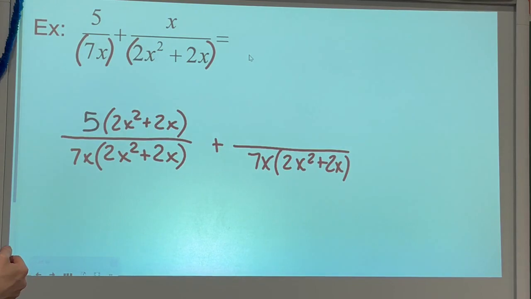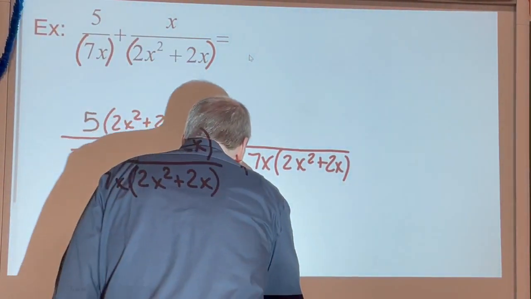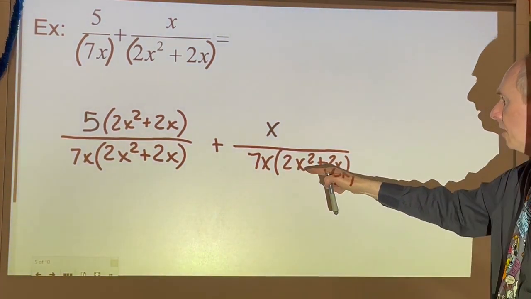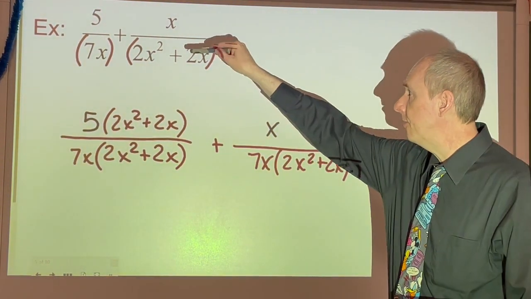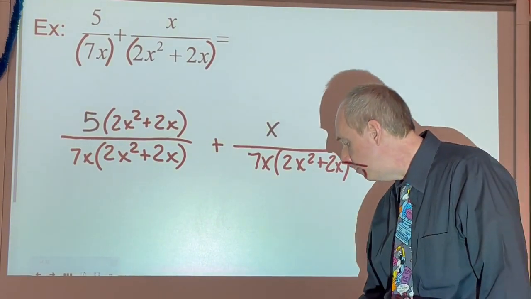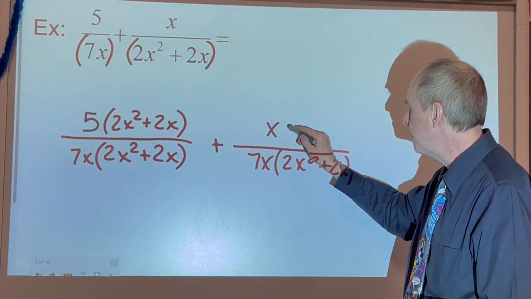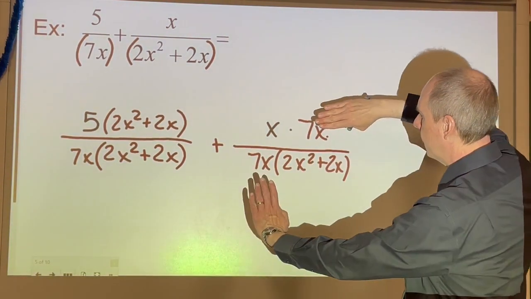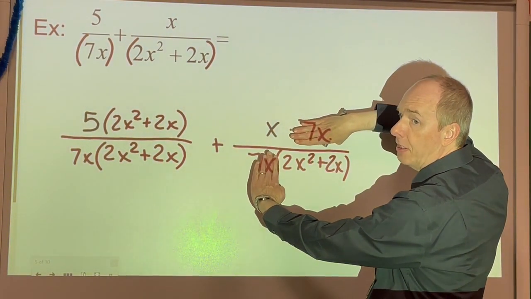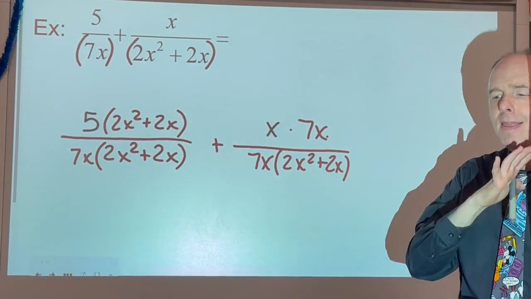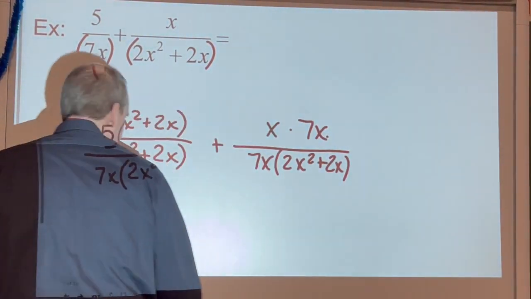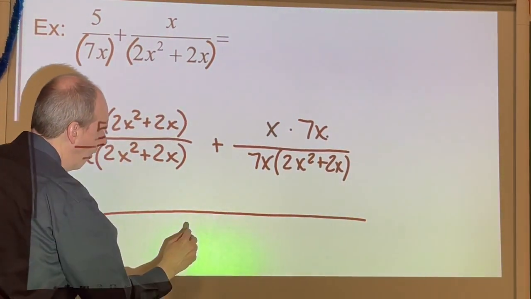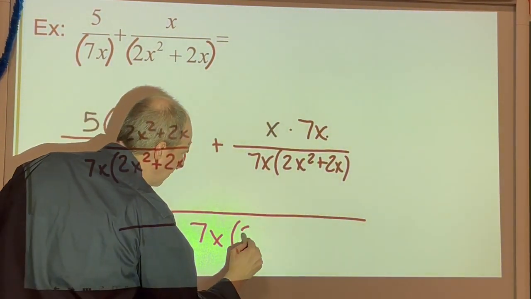Yeah. Let's take a look at our second fraction. We had an x, and we had the 2x squared plus 2x, right? X over 2x squared plus 2x. So what's the new part here? Well, that's the 7x. So we're going to multiply by 7x. If I cover up the 7x's, am I back to where I started from with that fraction? Then you know you're doing it right. Now the fun part. Everything's going to go over one common denominator.